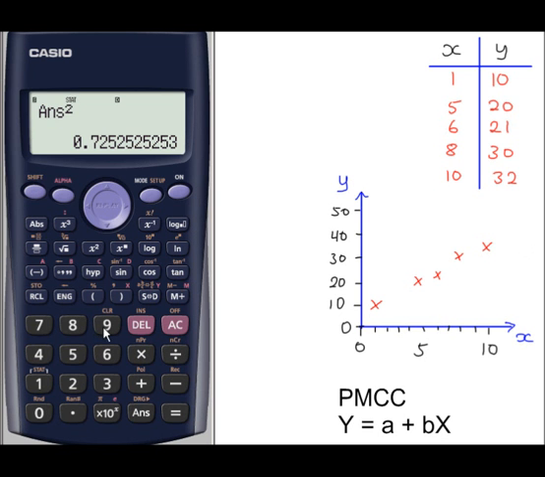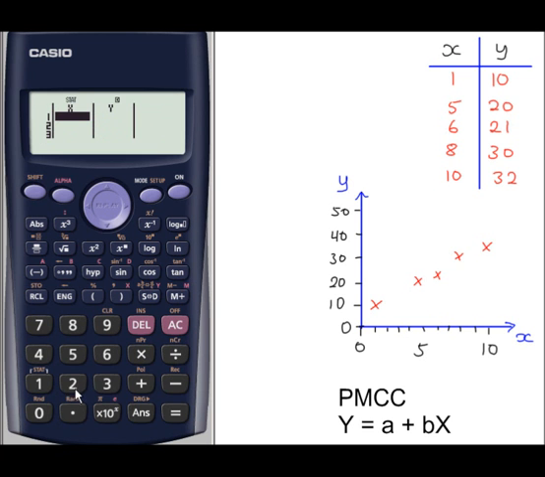Let's start by resetting the calculator. Shift 9 3 equals AC. I want stats mode. This time I have two variables, so it's not option 1, but we're going to use option 2. It's got the A plus BX there, which is what you have here in the regression equation.